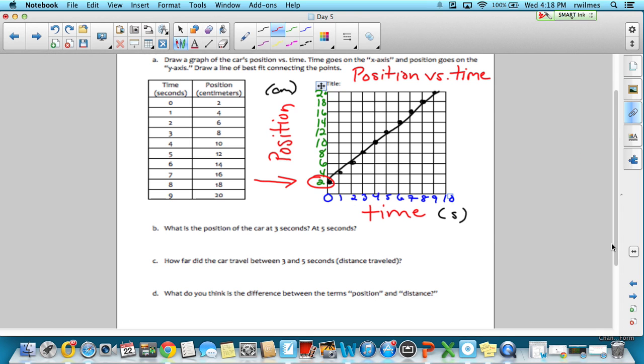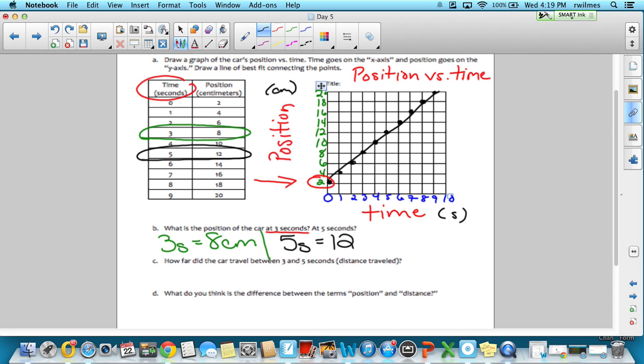Well, let's just look at this part right here. At 3 seconds, I can go to my time and look at 3 seconds, and I'm going to circle that in green. At 3 seconds, I'm at 8 centimeters. That's my position. It'd be like saying you're driving to Chicago and 2 hours in, you're at Champaign, Illinois, right? It's just where you are at that time. At 3 seconds, I'm at 8 centimeters. So I'm going to do the same thing at 5 seconds. At 5 seconds, I'm at 12 centimeters. All right, that's just where you are at that time.